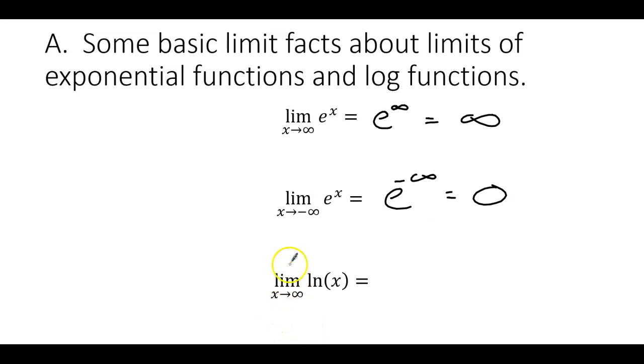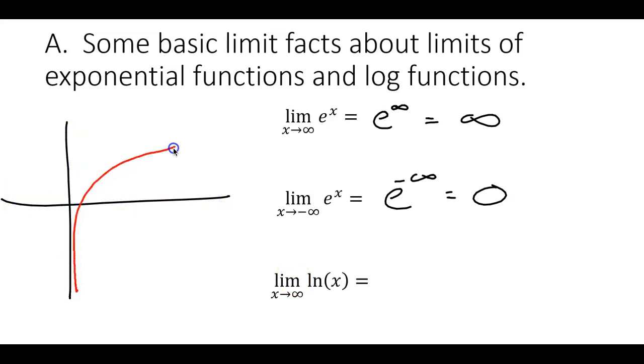Let's look at the last one here. Ln is an interesting looking function. Ln looks something like this. It has a vertical asymptote at the y-axis there. And as x goes into positive infinity, we're going to say that this goes to infinity as well. It just keeps going up higher and higher. Does it very slowly, but it does go up higher and higher.